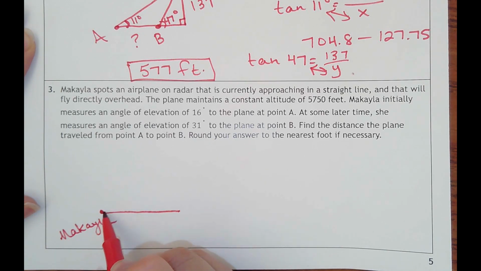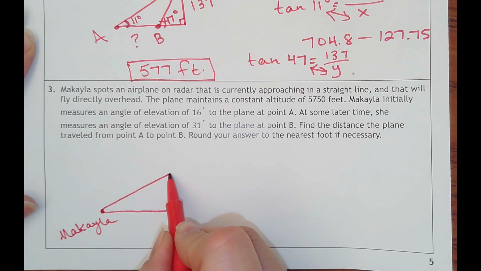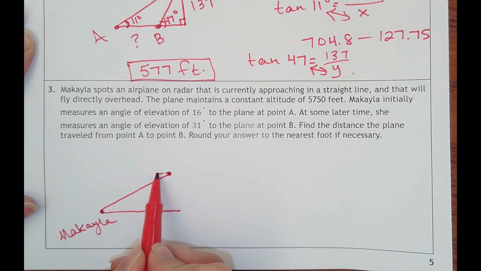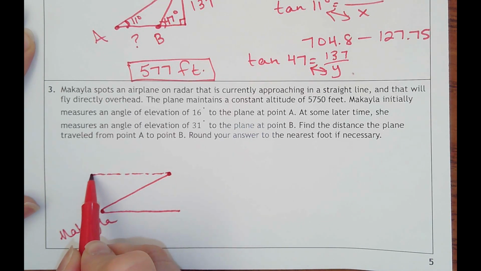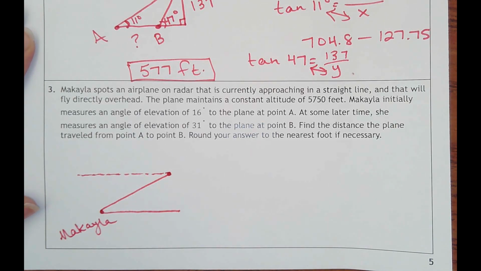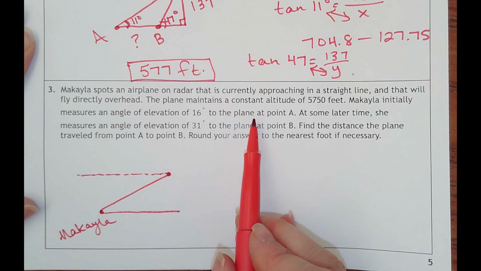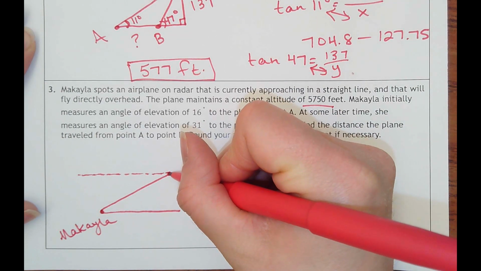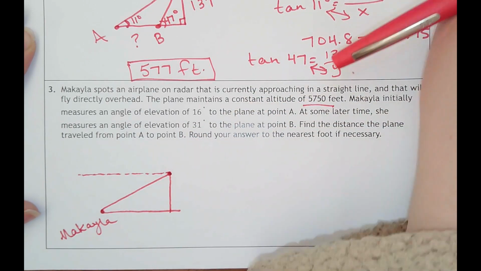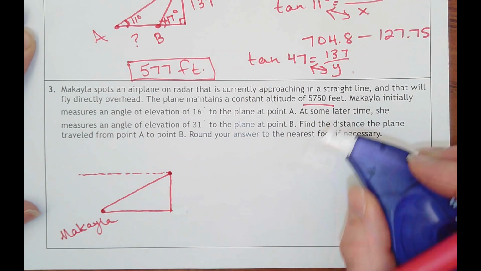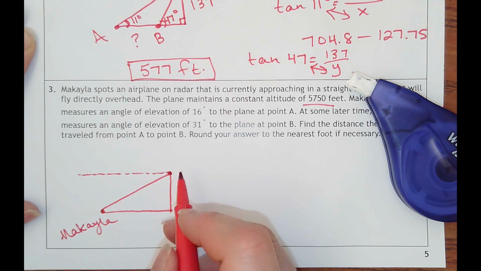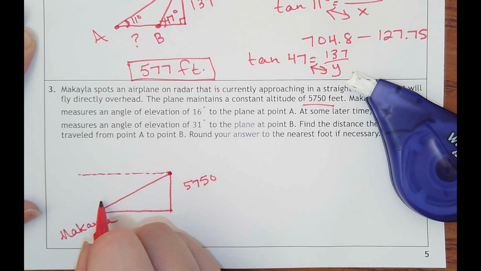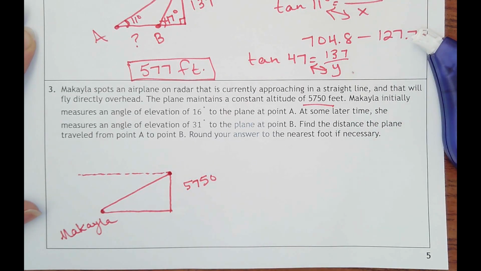Okay, so the airplane is, let's say, over here. Here's the airplane. It's going to fly this way directly over top of her. Okay. The plane maintains a constant altitude of 5,750 feet. That means from where the plane is at, its vertical distance, its height is 5,750 feet. So even as it goes over top of her, it's still going to be 5,750 feet above her head.